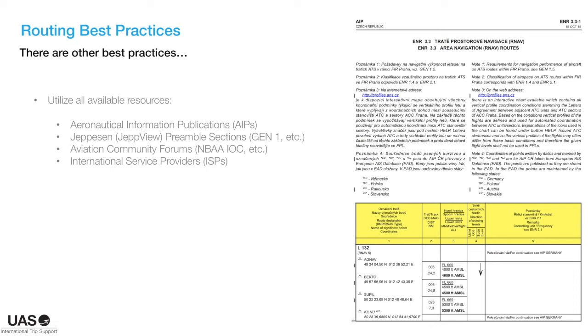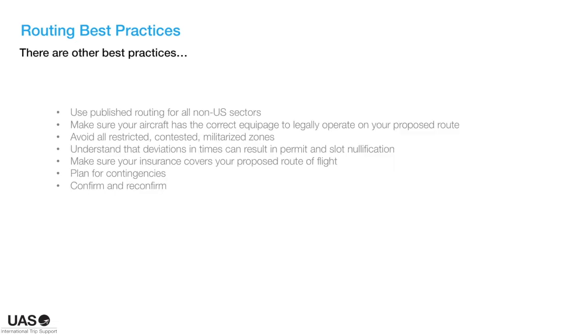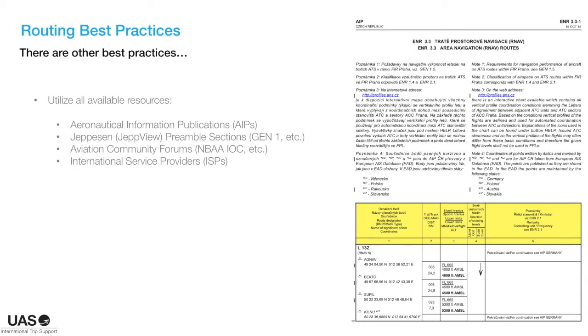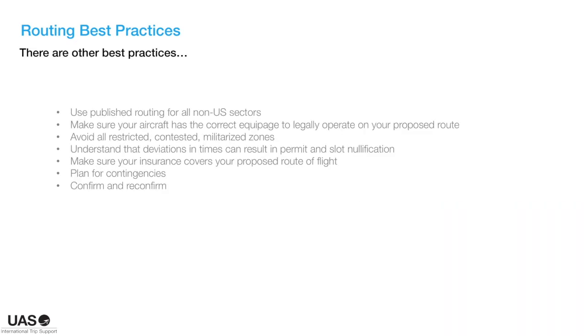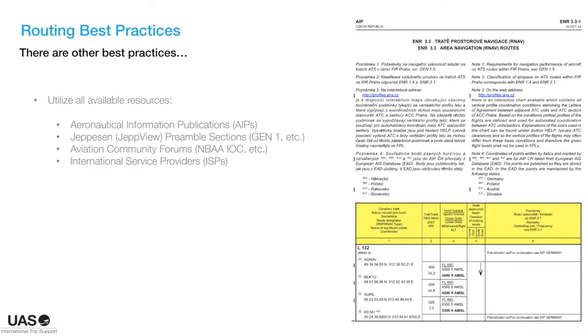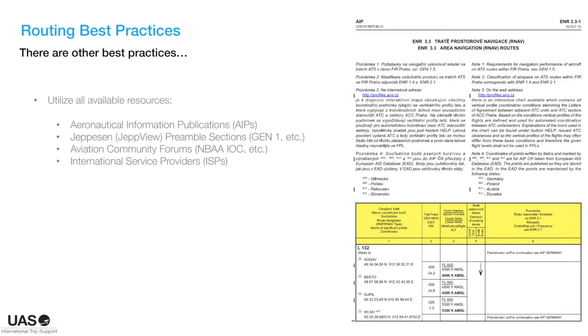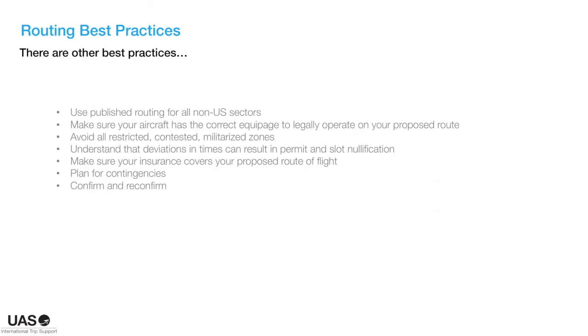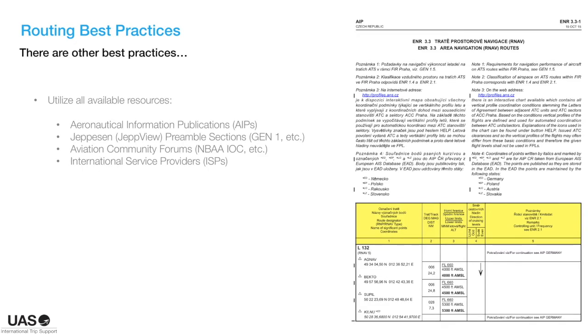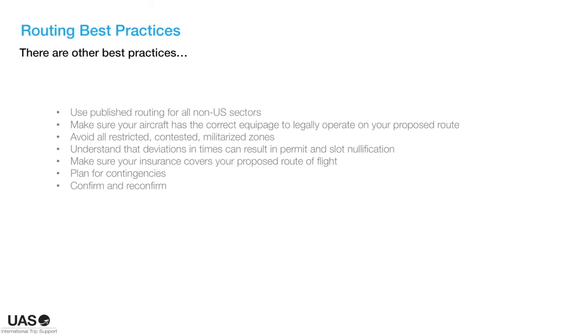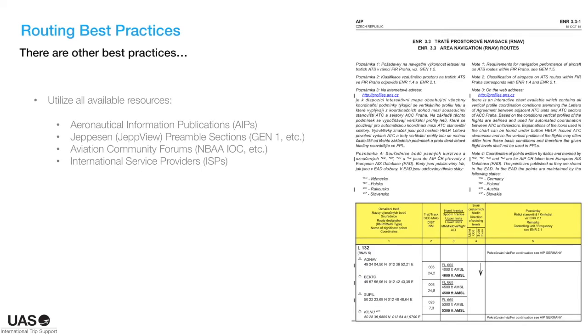If you're a Jeppesen subscriber or a JetView subscriber, the preamble sections are excellent sources of information. The aviation community forums and advocacy groups like MBAA, the IOC, and others offer fantastic resources for international flying, including the International Operations Database, which has real practical information written by other pilots that you might find of use. And of course, you should rely on your international service providers, because we deal in this arena every day, and we might be able to help you with something that you're not thinking of.